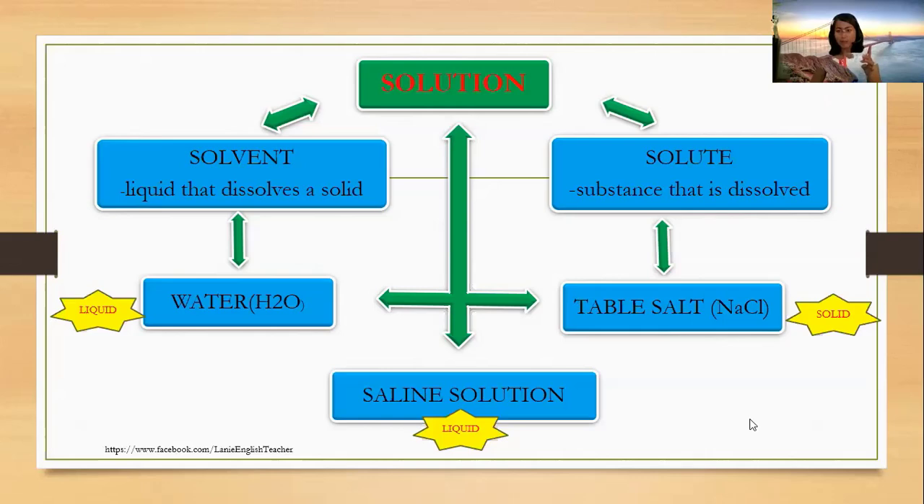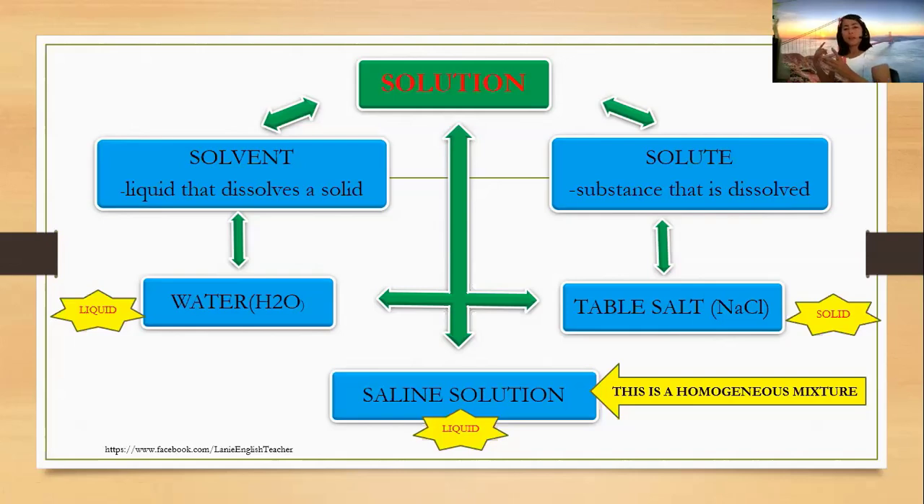Now, since you can only see one part after combining water and salt to make a saline solution, this mixture is a homogeneous mixture. So again, saline solution is a homogeneous mixture. This is a homogeneous mixture.